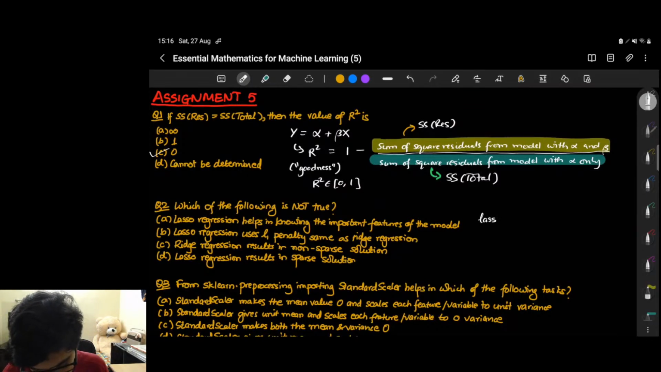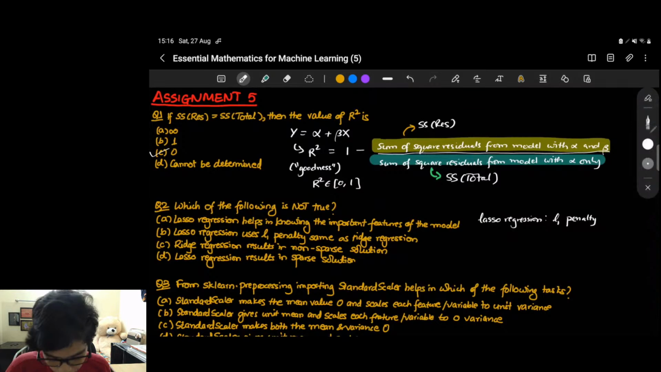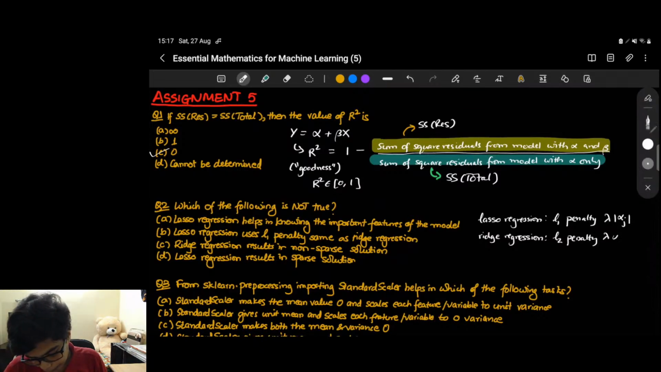So in Lasso regression, we use the L1 penalty, meaning to compensate for the overfitting, what we use is the term lambda times mod of alpha j. So mod of alpha j is like an L1 penalty. But in ridge regression, what we use is the L2 penalty, where what we use is lambda times alpha j squared.